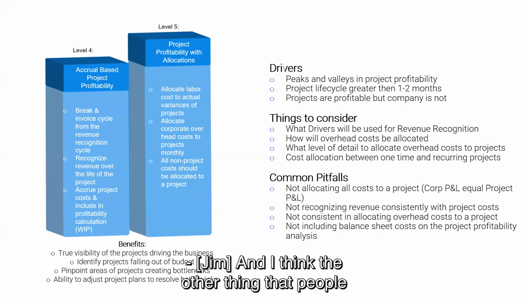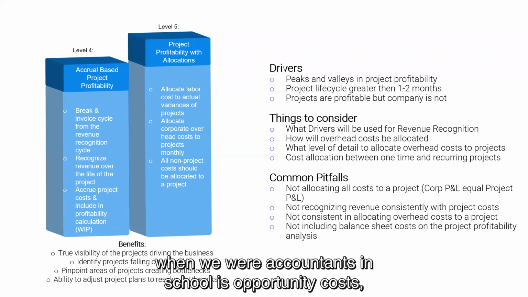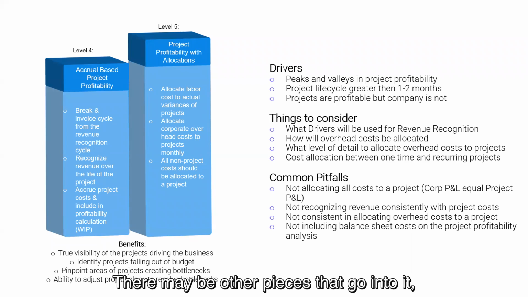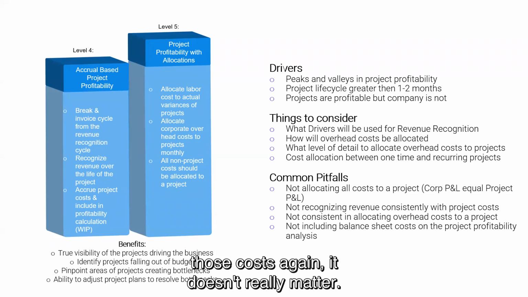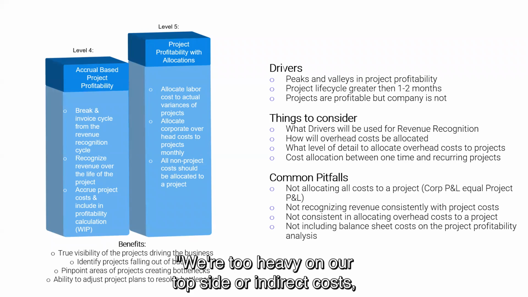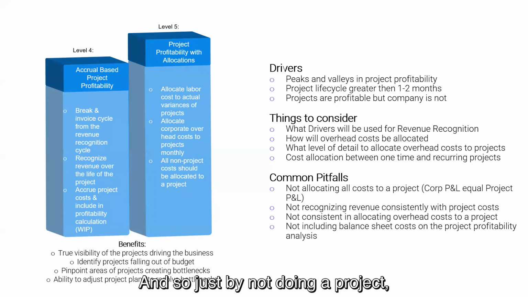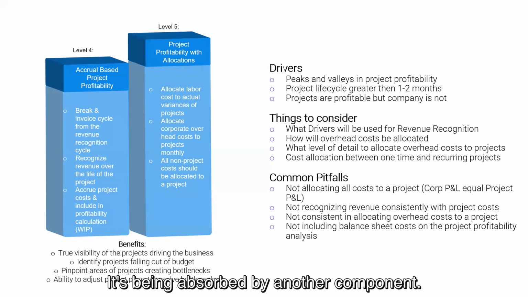And I think the other thing that people have to remember as you go through this, and this is something that was pounded into our heads when we were accountants in school, is opportunity cost, right? While this is giving us another measure of profitability, there may be other pieces that go into it where if I don't have enough projects to allocate those costs against, it doesn't really matter. And that's something that says we're too heavy on our top side or indirect costs, and we have to make our adjustments. And so just by not doing a project doesn't necessarily mean that cost goes away. It's being absorbed by another component.